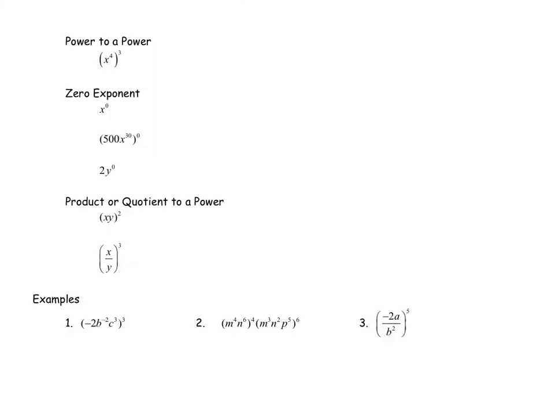Alright, we've got just a few more rules to cover. If you have something that's a power to a power, this is when you multiply your exponents. So x to the 4th to the 3rd power becomes x to the 12th power. Remember that when we're multiplying things with the same base, that's when you are adding their exponents. So this is when you actually multiply.